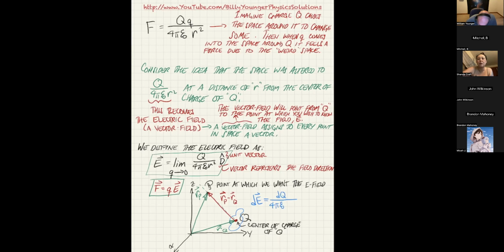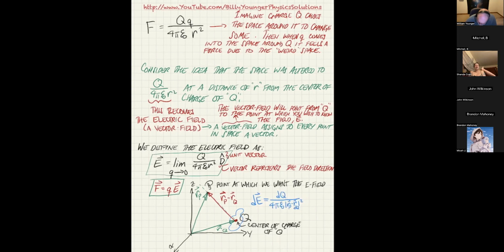Now I need the distance between Q and P. Well, that's the magnitude of r_P minus r_dQ. So I'm going to put that here. Notice I changed the subscript from Q to r_dQ. Okay. Now, in general, you would say, well, that needs to be squared.